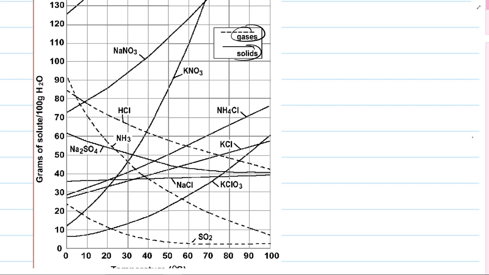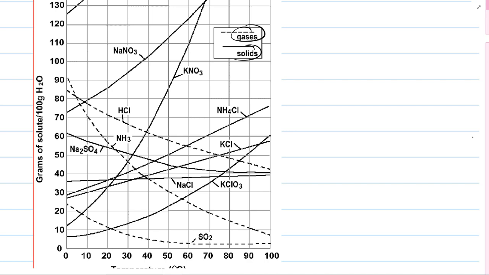So as we increase the temperature, in general, what happens to the solubility of solids? Do they increase, decrease, or stay the same? Increase. Yeah, they increase. So we see every single solid line here except for one of them. The general trend is that as we increase the temperature, we increase the solubility.